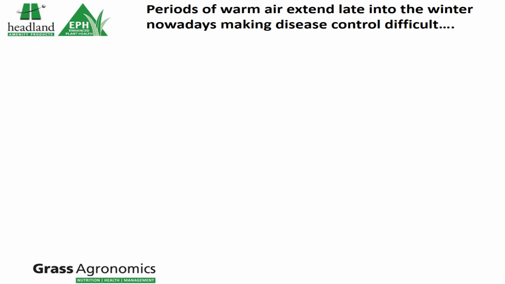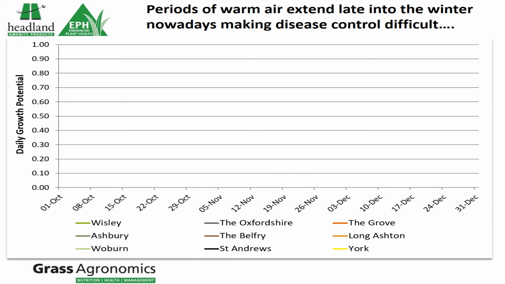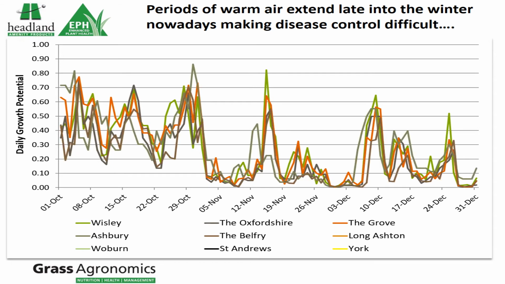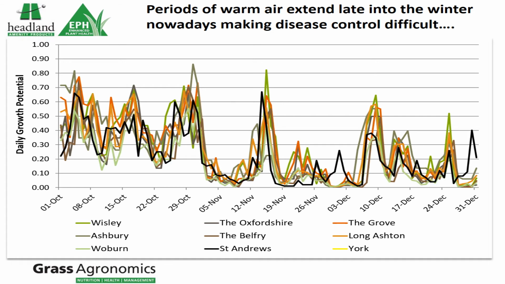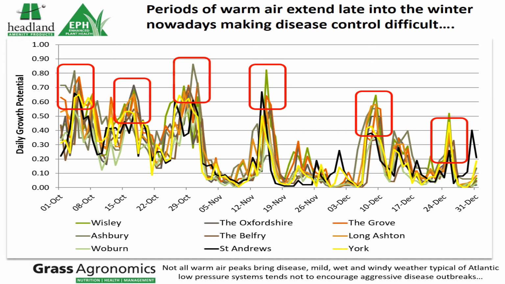It's likely that anyone now managing turf in the UK will be aware that warm air periods now extend further into the year. You may even remember February 2019, where much of the UK had a week of t-shirt weather. This can lead to spikes in growth, and if we take various sites across the UK, Wisley in Surrey, the Oxfordshire, the Grove in North London, Ashbury in the West Country, the Belfry in the Midlands, Long Ashton in Bristol, Woburn in Northamptonshire, St Andrews on the east coast of Scotland, and York, we can see that by mapping daily growth potential, although the values may differ slightly, the trends are largely the same, and 6 peaks of growth can be noted.